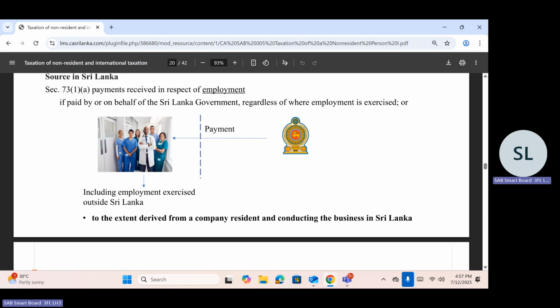Then, to the extent derived from a company resident and conducting business in Sri Lanka: in the case of a company resident in Sri Lanka that is conducting business in Sri Lanka and making the payment, it shall be declared as a source in Sri Lanka.